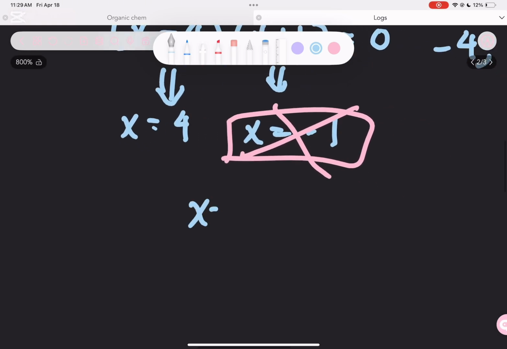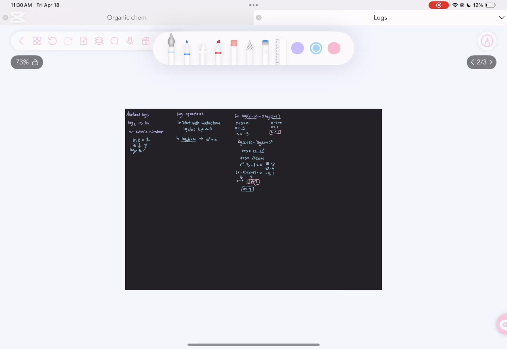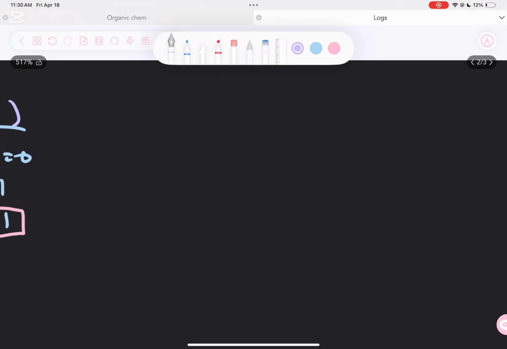So that means x is equal to 4. This is our final solution. We can try another one.